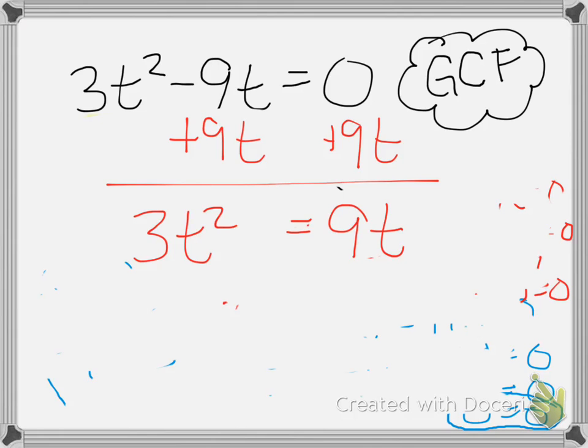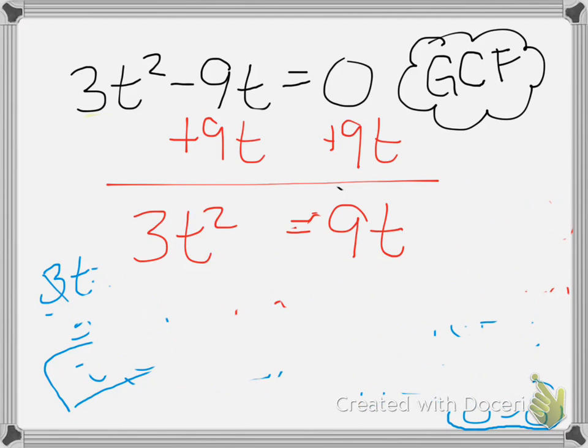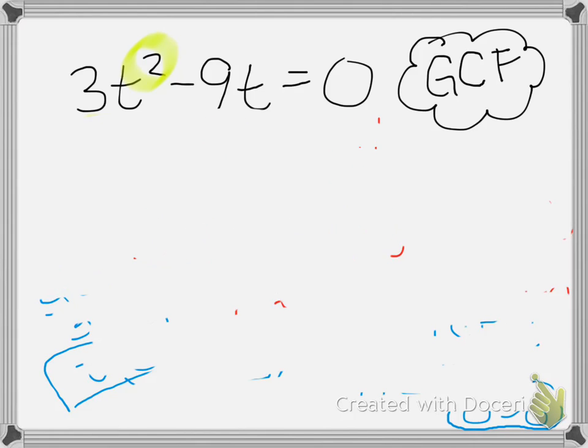I can divide by 3. Whoops. I can divide by 3, but I'm going to get t squared equals t. So that's why the zero property comes into play. The zero property helps us when we have one of those. So when we have one of those, we need to use our factoring strategies or methods.